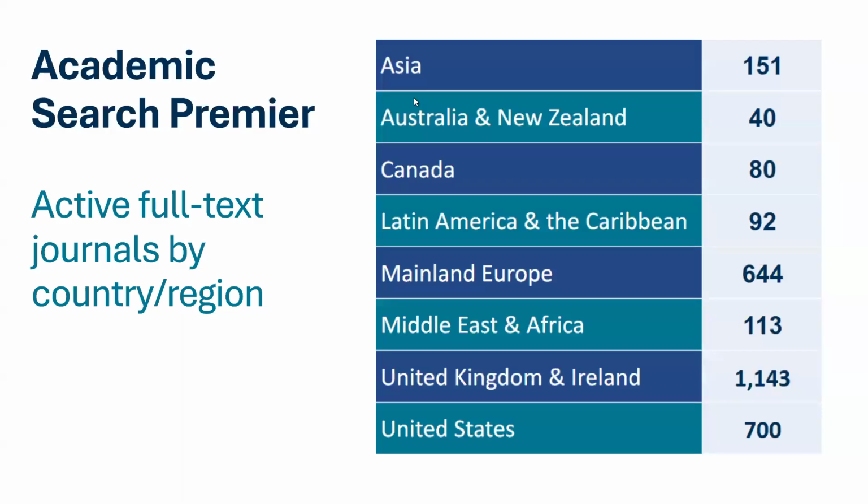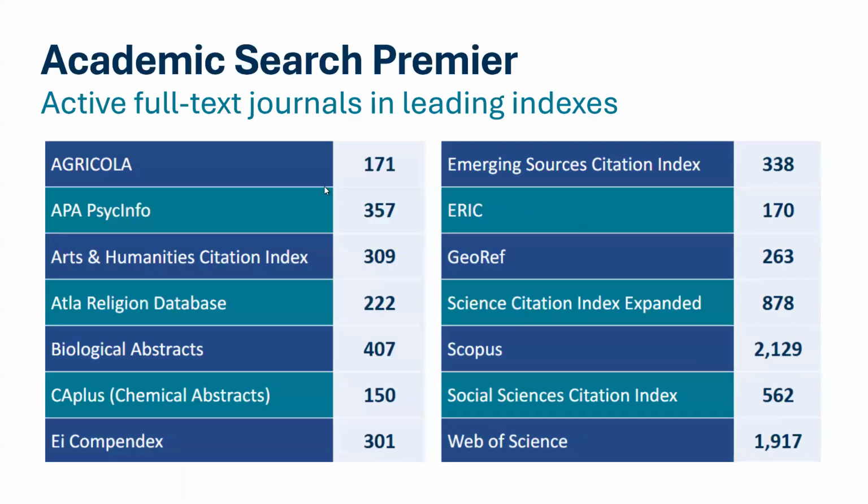So Academic Search Premier, key database. You'll see active full text in this screenshot from many different countries and regions. Just some key highlights out of Asia, we've got over 150. Mainland Europe, over 640. In the UK and Ireland, over 1,100, and in the United States, 700. And then those that are available or in leading indexes like APA PsycInfo, Alta Religion, Science Citation Index, Scopus, Social Science Citation Index, and Web of Science.